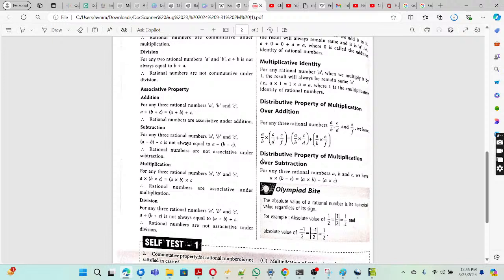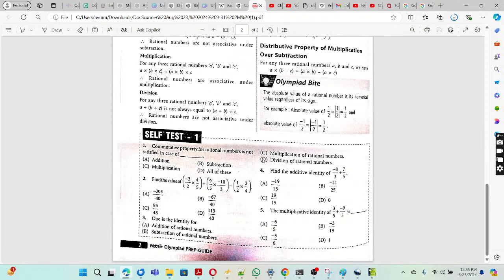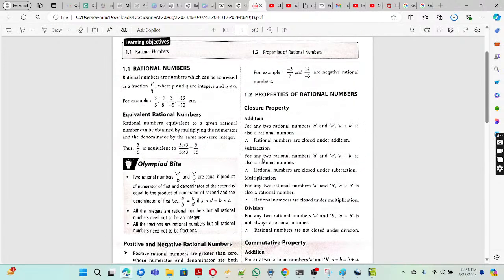Also remember absolute value. Absolute means if you take the absolute, the negative sign will be removed and the result will be positive. The absolute value of a rational number is its numerical value regardless of its sign. So we will remove the sign and it becomes positive. That is today's session. We will do a lot of exercises on this topic to understand this.